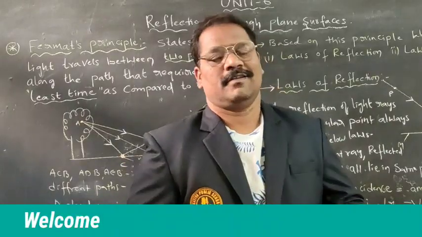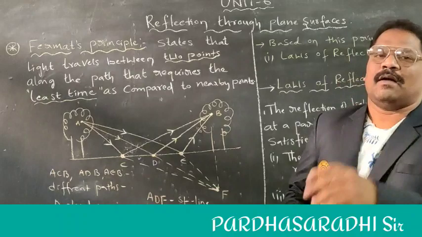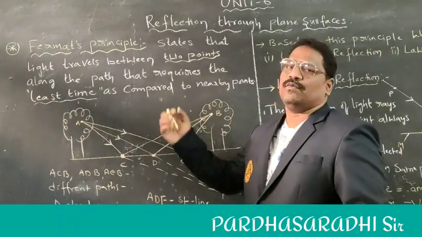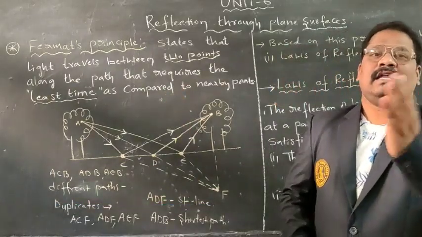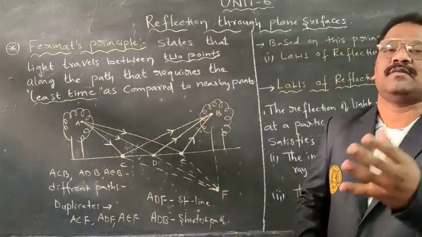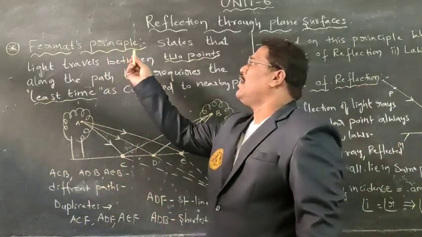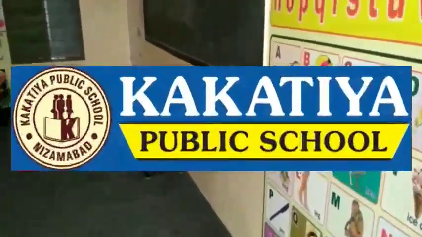Good morning, children. In the previous class, we completed activity 2. That activity gives information about one type of principle. That principle is called Fermat's principle.